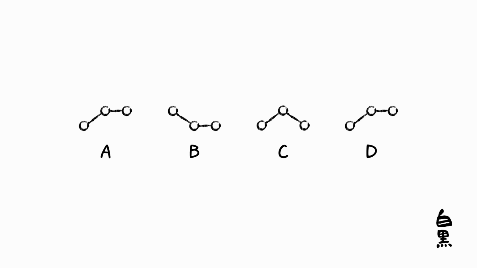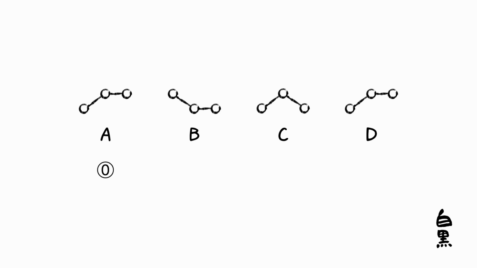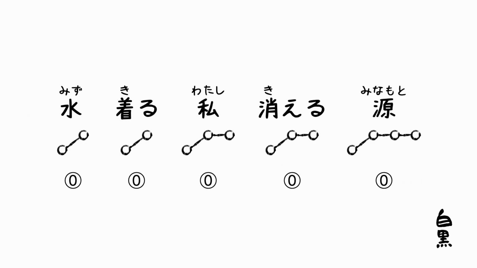If the pitch doesn't drop at all, that's pattern A. This is why you sometimes see a 0 next to a pattern A word, because it doesn't have a so-called last high pitch mora. Some examples of pattern A words are 水, 着る, 私, 消える, 源.